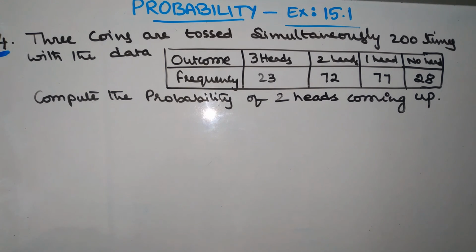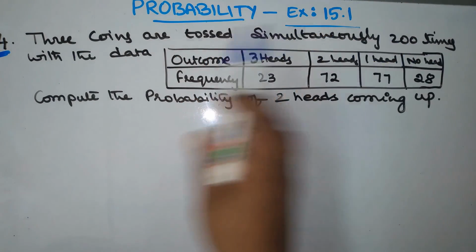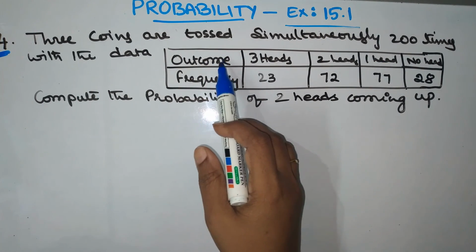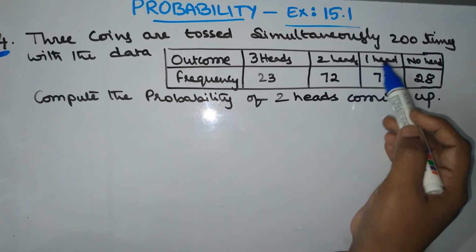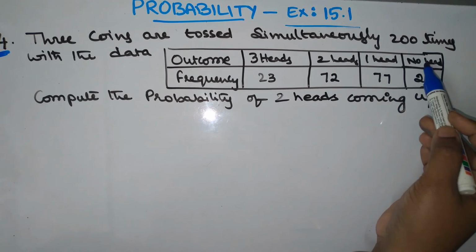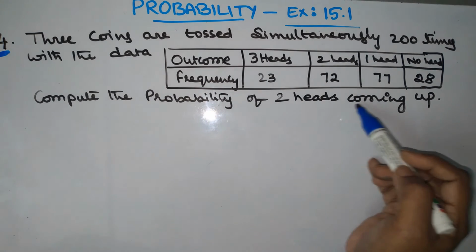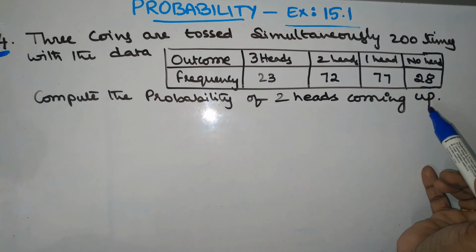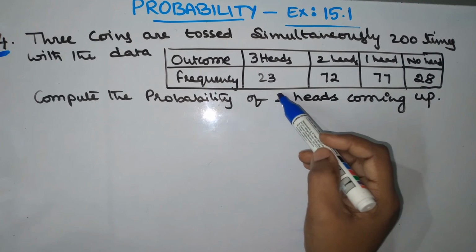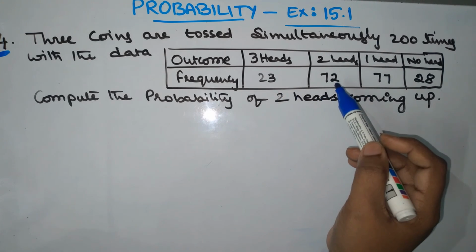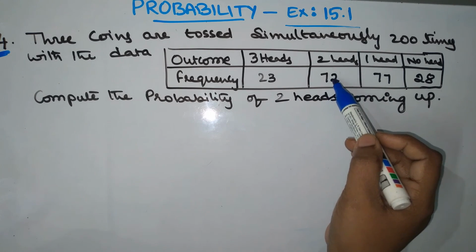Let us do the fourth problem. 3 coins are tossed simultaneously 200 times with the outcomes: 3 heads 23 times, 2 heads 72 times, 1 head 77 times, no head 28 times. Compute the probability of 2 heads coming up. So we need to find the probability of getting 2 heads. Okay, how many times did we get 2 heads here? 72 times we got 2 heads.